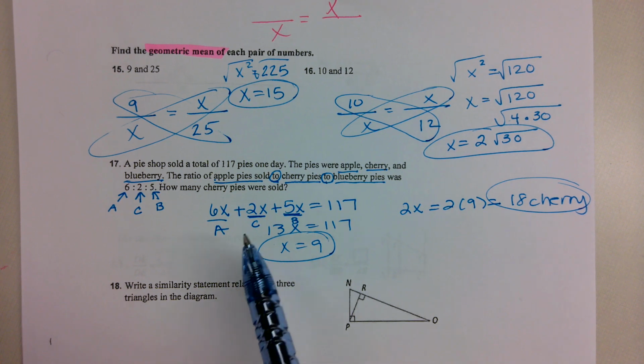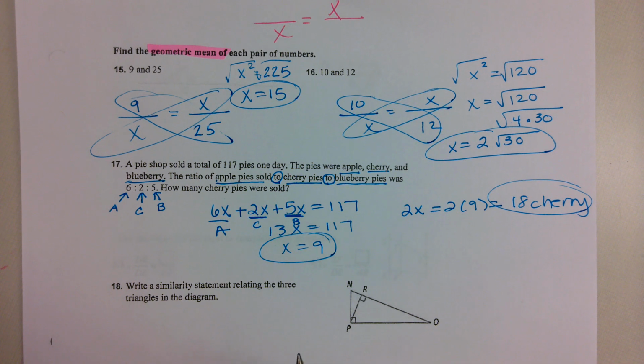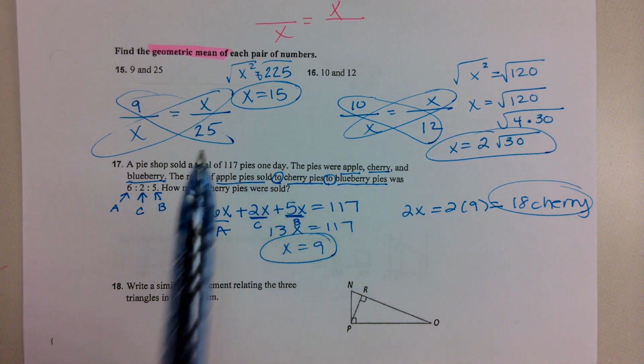If I wanted apple, I would do 6 times 9. If I wanted blueberry, I would do 5 times 9. And then when I added them all up, I should get 117.